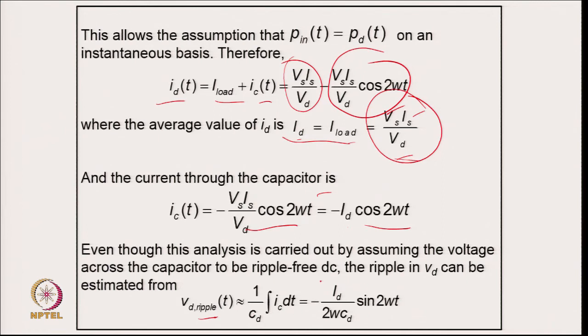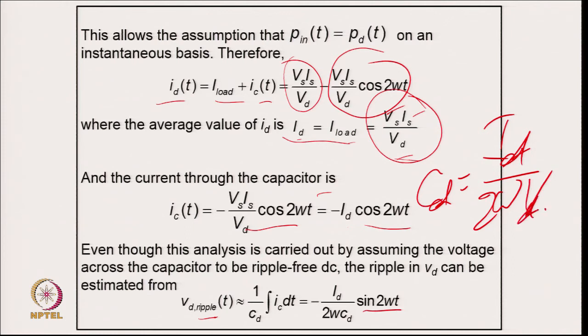So, it comes to this, and the peak value of this will correspond to when it is 1, and from this relation we can find out the value of CD, equal to ID, that is nothing but the load current divided by 2 omega into the VD ripple. So, it depends on how much ripple you can permit in the output.